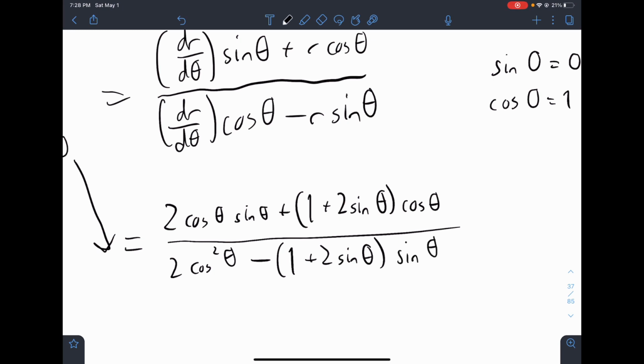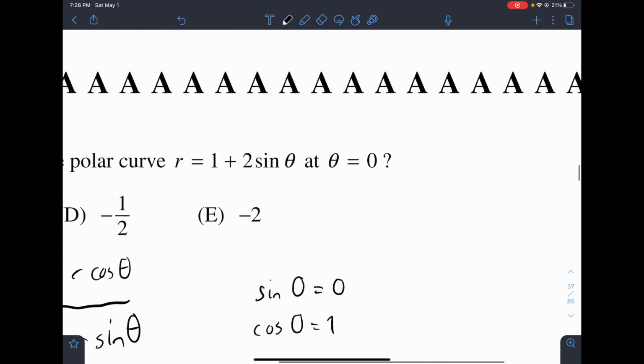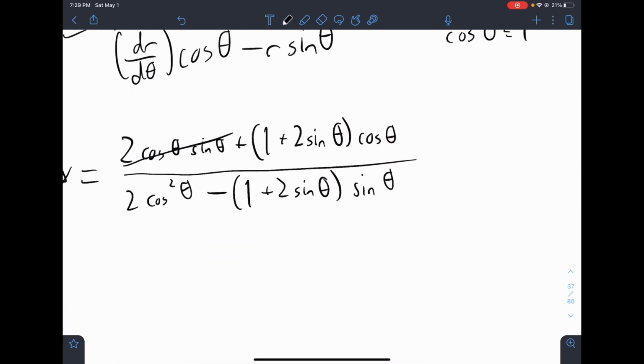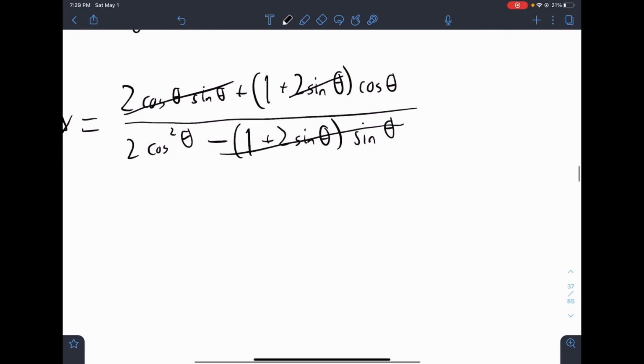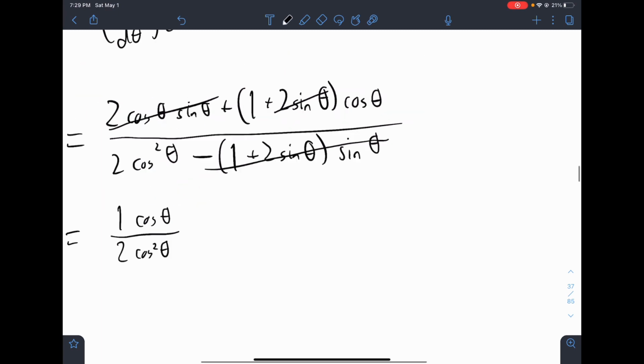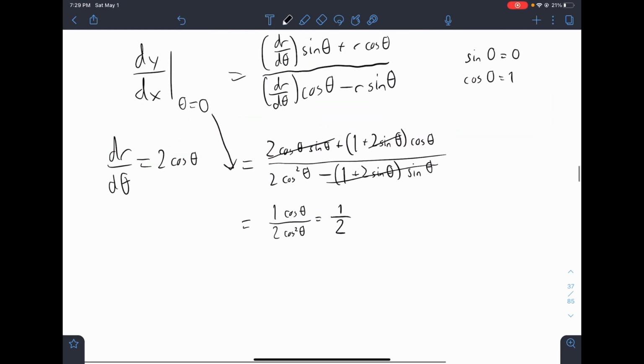Awesome. So automatically we can see that any term with a sine of theta in it we're just going to ignore, because sine of 0, at the theta that we want, is going to be 0. So this term is going to be 0, and this entire thing is going to be 0. Let's simplify this. This will equal 1 cosine of theta over 2 cosine squared of theta. Since cosine of 0 is 1, the numerator will equal 1, and cosine squared is the same as 1 squared, which is just 1. So this will equal 1 over 2. That's all it simplifies down to. So B.